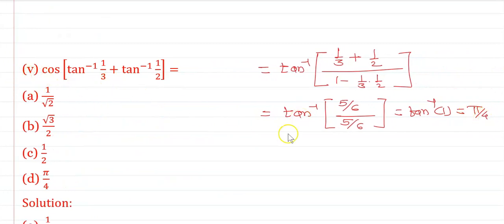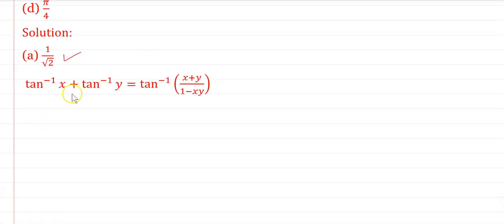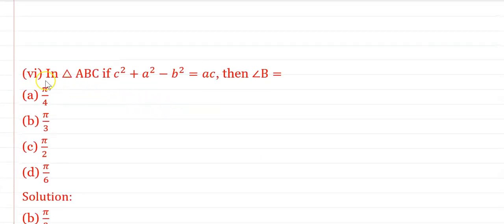It is pi by 4. Therefore, cos of tan inverse of 1, what value did it come to? The value of this is pi by 4. Therefore, what is cos of pi by 4? Cos pi by 4 is 1 by root 2, and hence option A is the correct one. This is the correct answer. Okay. Which formula is important here? Tan inverse of x plus tan inverse of y is equal to tan inverse of x plus y upon 1 minus x into y.